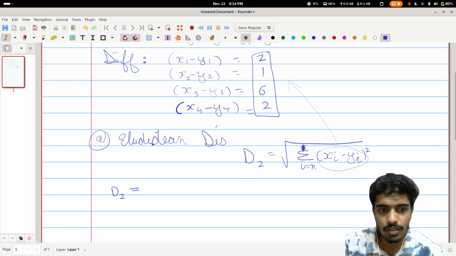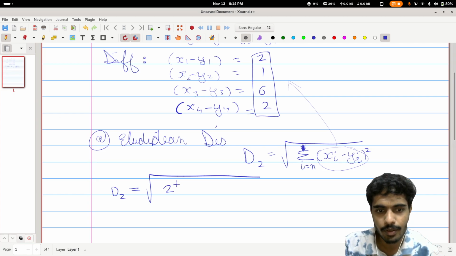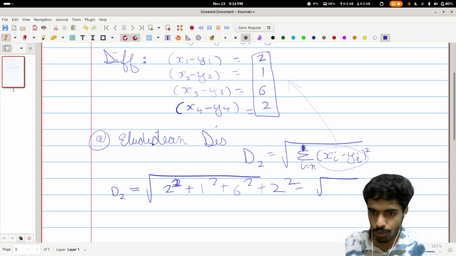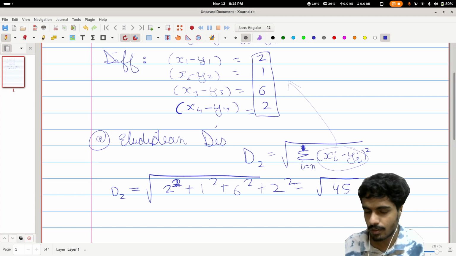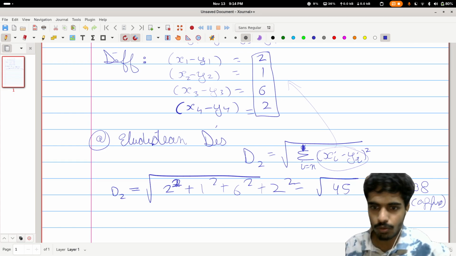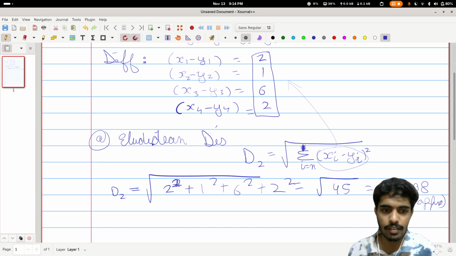So d2 is equal to the root of 2 square plus 1 square plus 6 square plus 2 square again, right? Eventually it will be root of 45, which is approximately 6.708, right? So this is how you can find the Euclidean distance for our data set.